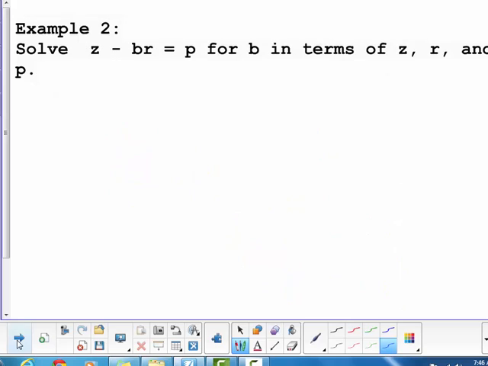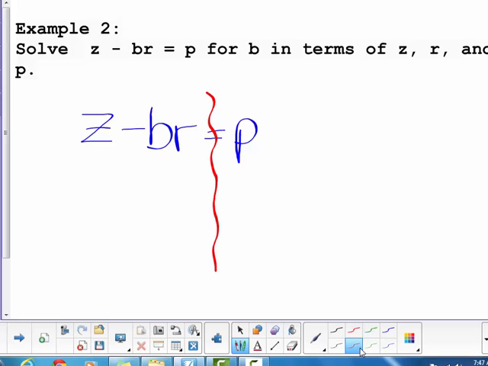That's done. Example 2, I have V minus VR equals P, solving for B. I'm solving this formula in terms of B. V minus VR equals P. And I know that you're probably thinking, well, what does that equation mean? It really doesn't matter. You don't really need to know what this formula is used for. You just need to know how to isolate the variable.